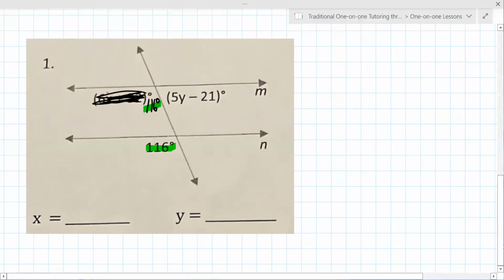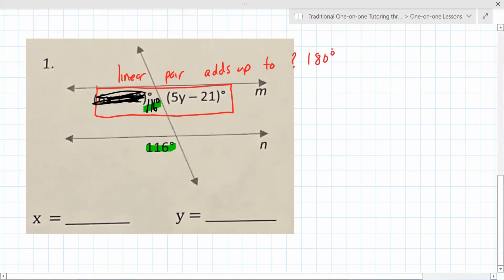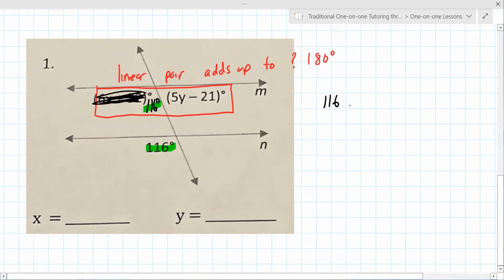Now the two angles I'm boxing in, these make what's called a linear pair. Do you remember what a linear pair adds up to? They add to 180 degrees. Perfect. So here's what we're saying. We're saying take that 116 and add to it the 5y minus 21 and let that equal 180.